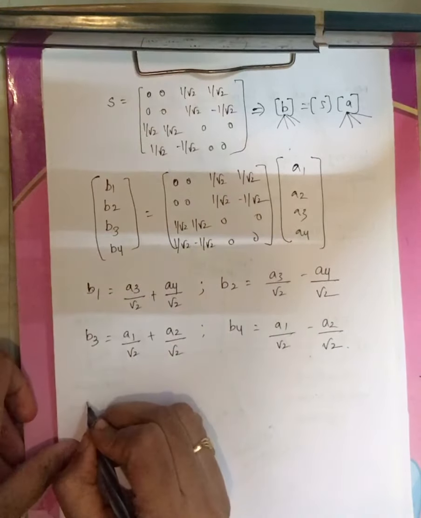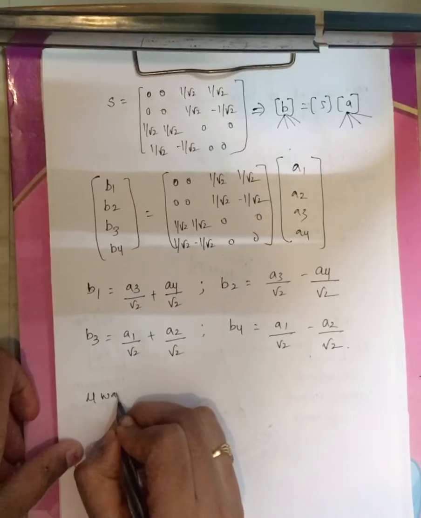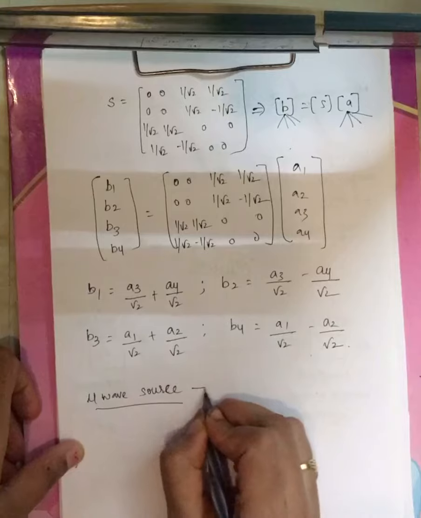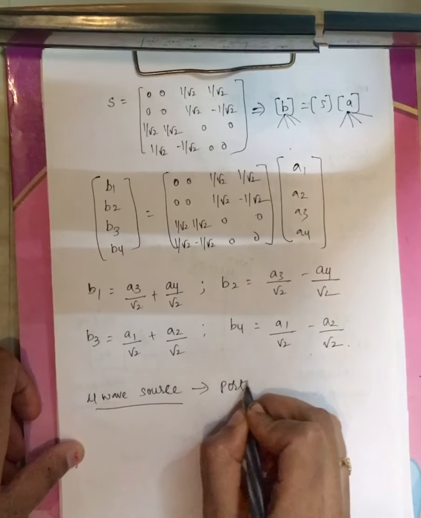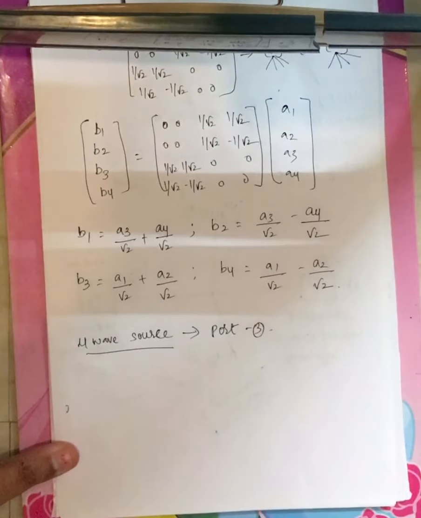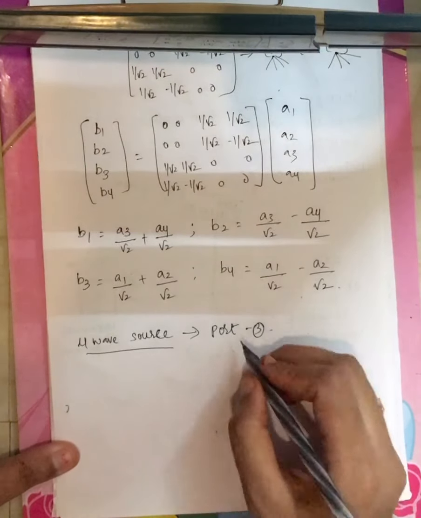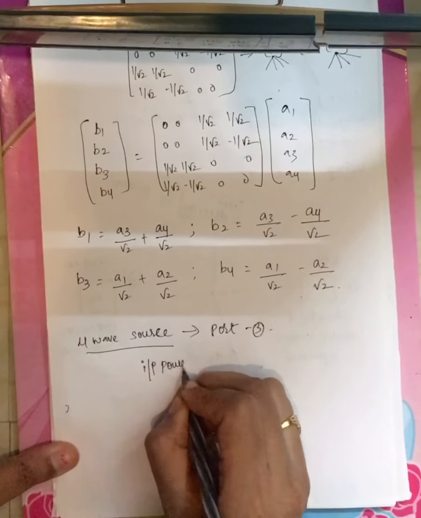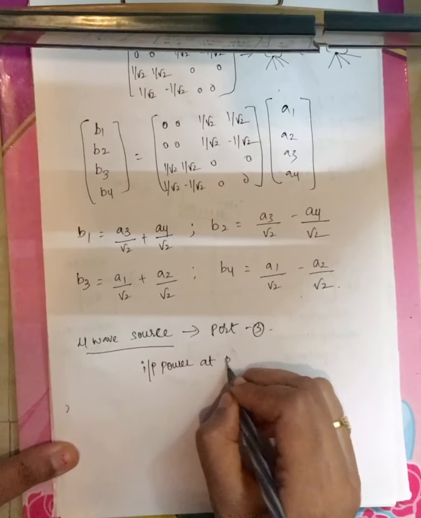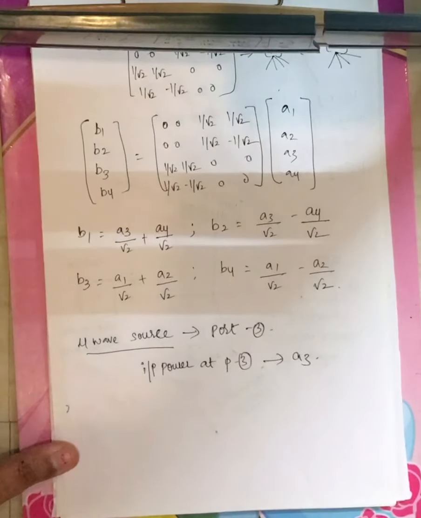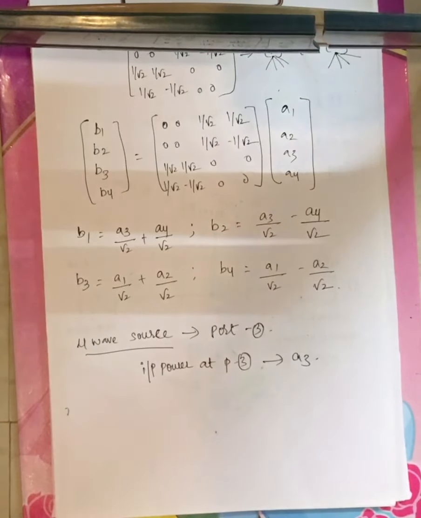Now the microwave source, if you refer to the figure, is connected to port 3, right? What is the input power at port 3? Input power at port 3 is nothing but your A3, right?